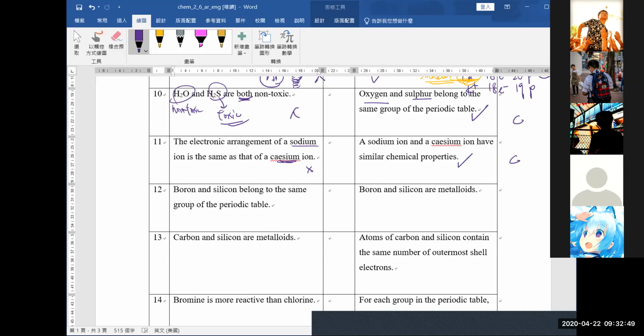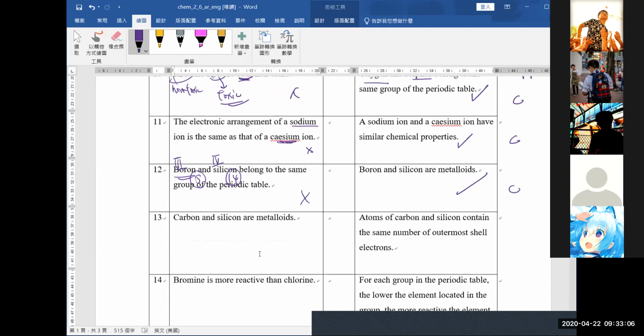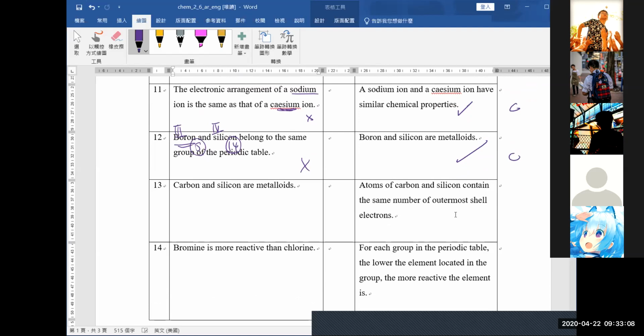It doesn't belong to the same group, right? Boron belongs to group 3, silicon belongs to group 4. Just like in Form 3, I asked you guys to remember the 2 atomic numbers, 5 and 14. Now boron and silicon, they are metalloids. The answer is C. Question 13. Carbon and silicon, they are metalloids. Atoms of carbon and silicon contain the same number of outermost shell electrons.